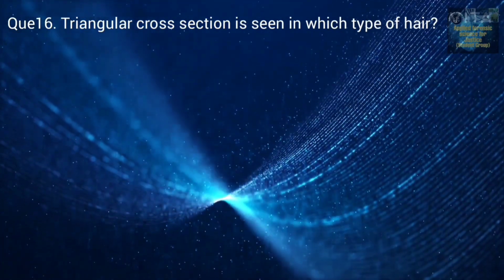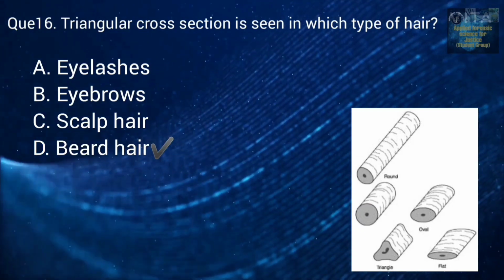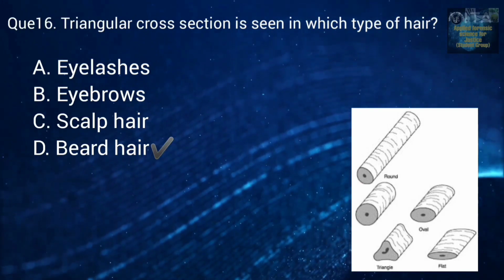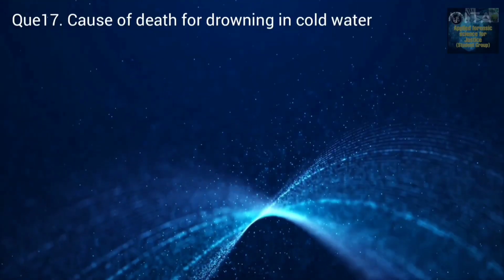Question number 16. Triangular cross section is seen in which type of hair? Options are A. Eyelashes, B. Eyebrows, C. Scalp hair, D. Beard hair. The correct answer is D. Beard hair.